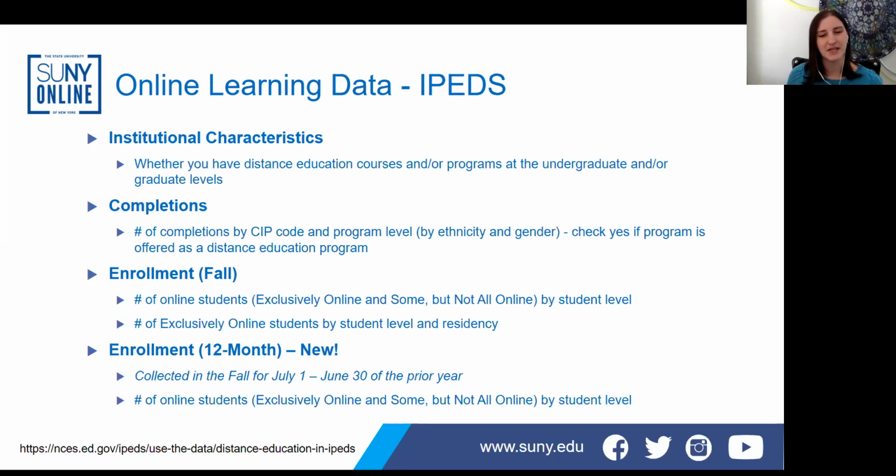When we expand to academic year, it gets a little bit more tricky because students can change some of their attributes throughout the academic year. So that's just a little bit about IPEDS and what you might see when folks are sharing national data. This is what's collected.